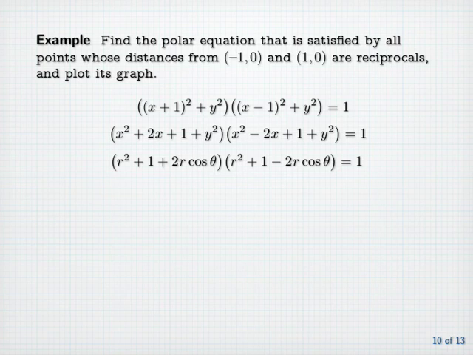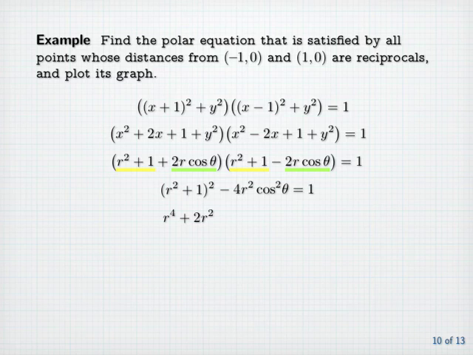Notice that the product here has the form of (a plus b) times (a minus b), where a equals r squared plus 1 and b equals 2r cosine theta. So the expanded product will be a squared minus b squared, or the square of (r squared plus 1) minus 4r squared cosine squared theta. When we multiply out the first term here, we'll have r to the fourth plus 2r squared plus 1, and after subtracting 1 from both sides, that will be just r to the fourth plus 2r squared. So the equation then becomes r to the fourth plus 2r squared minus 4r squared cosine squared theta equals 0.